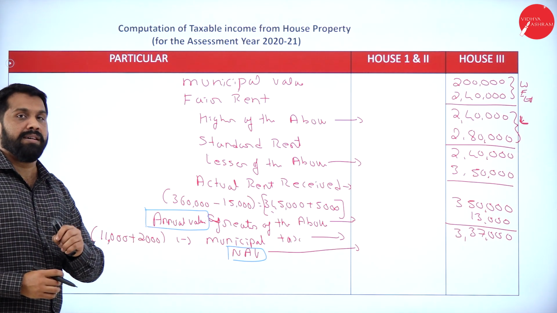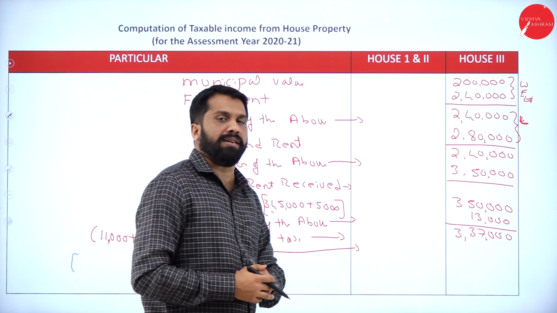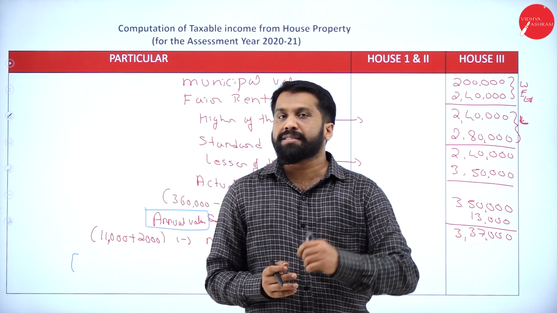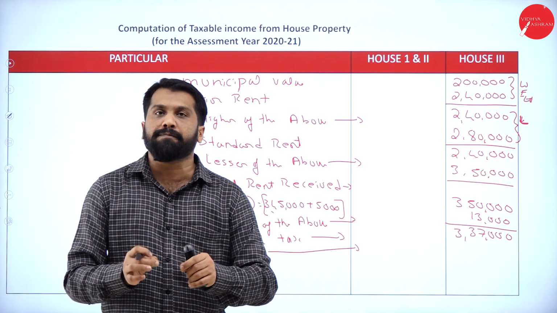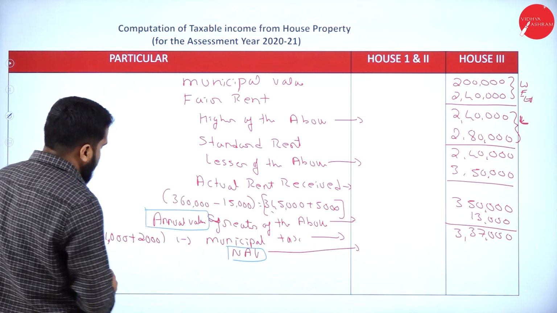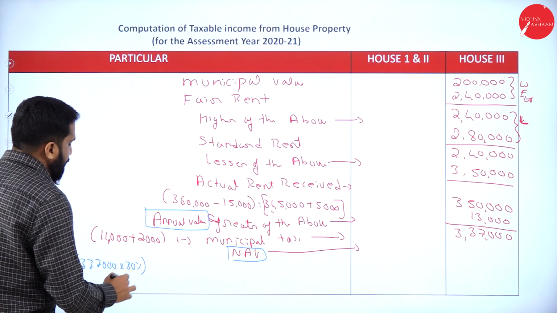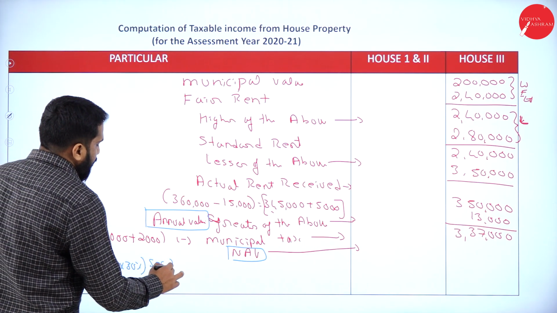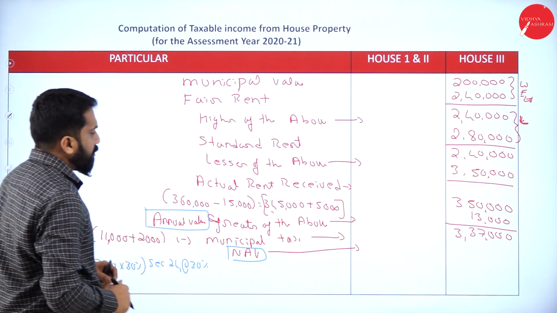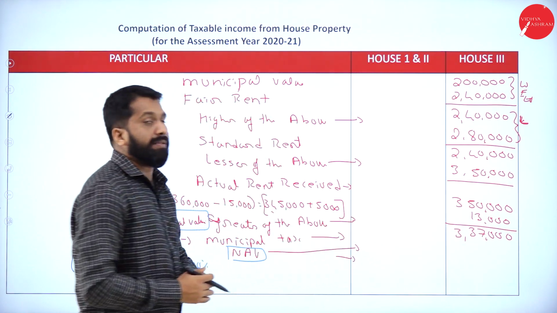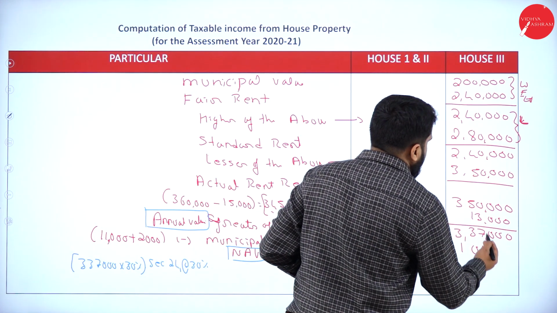So what is your net annual value? 3,37,000. Now, what is the formula? Two things you are supposed to minus. One will be your interest portion, another one will be your standard deduction. What is that? 30% deduction as per section 24. Now, what is your net annual value? 3,37,000 multiplied with 30%. This is your section 24 at 30%. If you calculate how much you will get, 3,37,000 multiplied with 30%, you will get around 1,01,100.